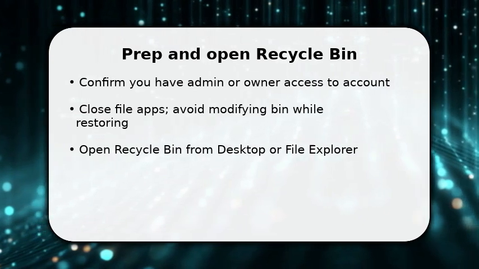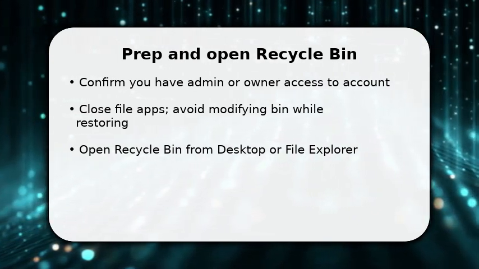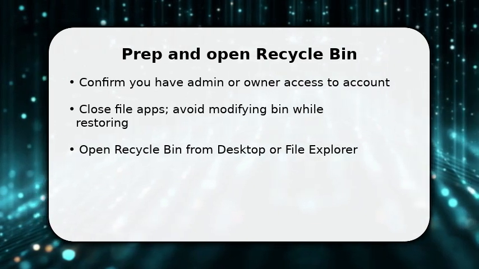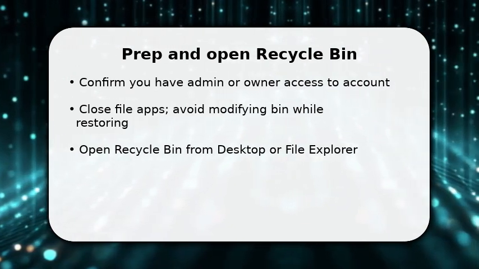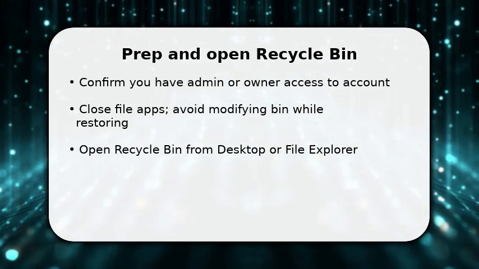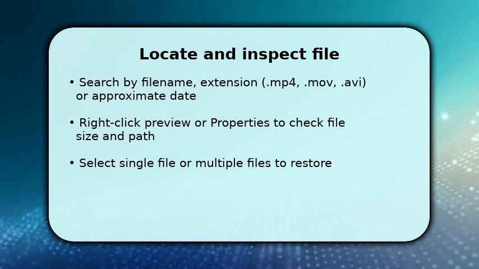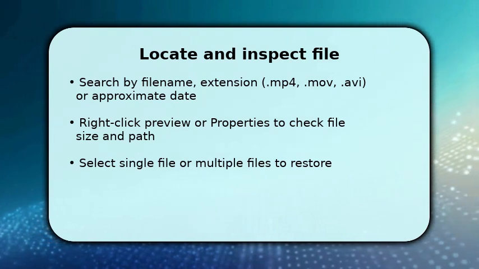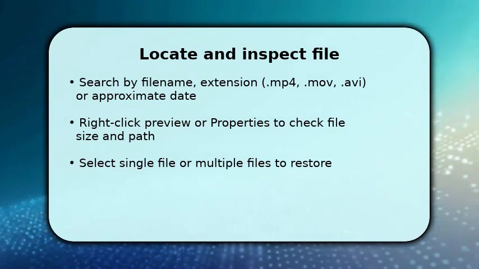If there are many items, use the search box with part of the file name or video extension to filter results quickly. Now locate the exact video by searching for the file name or using extensions like MP4, MOV, or AVI. That saves time when bins are large.